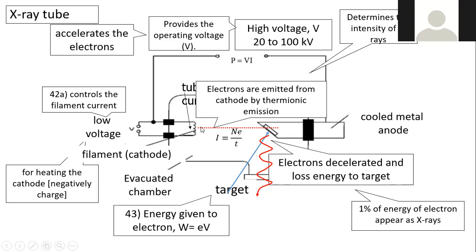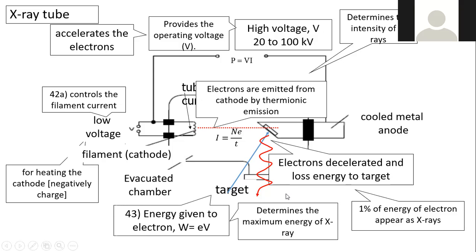Then the electron is accelerated. So that is the work done: the electron charge times the potential difference across the cathode and anode. So that's the maximum energy given by the electron to the target. And this energy determines the maximum energy of the X-ray. That's the most it can give, no more than that.